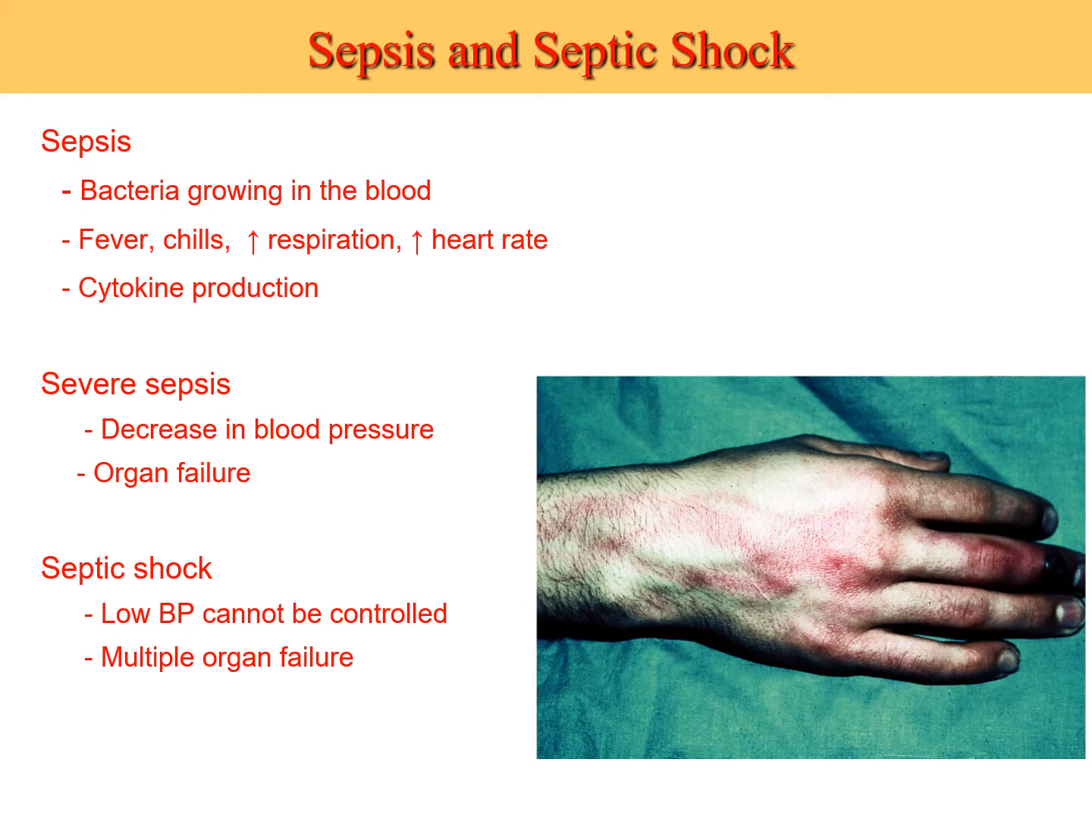During sepsis, you typically have a lot of cytokine production. I remind you that these are soluble proteins produced by different types of white blood cells, particularly T cells and macrophages, that produce the kind of protective responses that normally occur with infection. In severe sepsis, you can actually get a severe drop in blood pressure and organ failure. And then more severe would be a person going into septic shock, in which low blood pressure cannot be controlled, and you start getting multiple organ failure. And that quite often leads to death of the person.